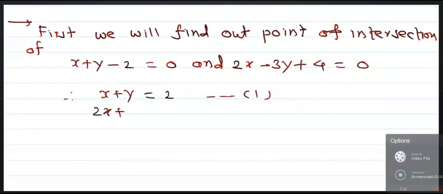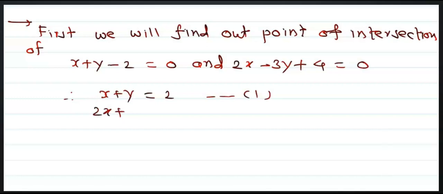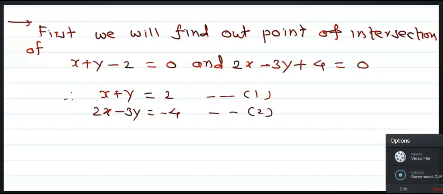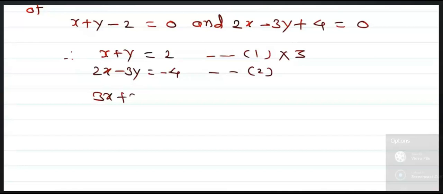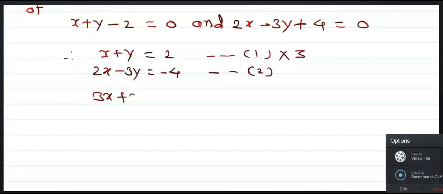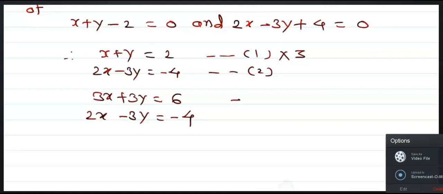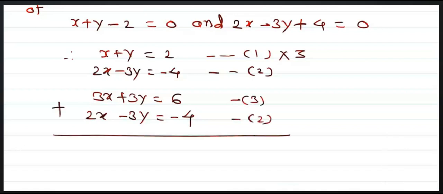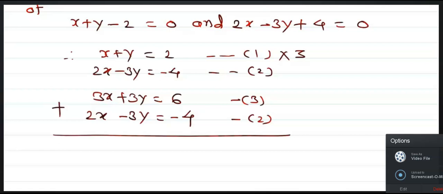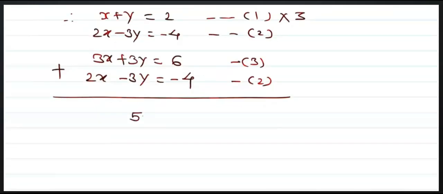x + y = 2, this is equation number 1. 2x minus 3y = minus 4, this is equation number 2. Multiply equation number 1 by 3. Then you will get 3x + 3y = 6, this is equation number 3. Now add equations 3 and 2. The 3y and minus 3y get cancelled. You will get 5x = 2. Therefore, x = 2/5.